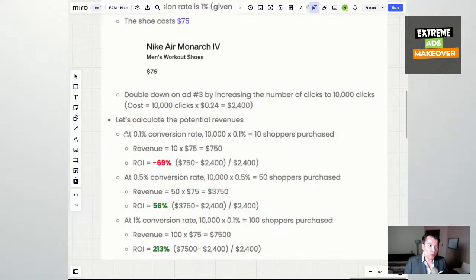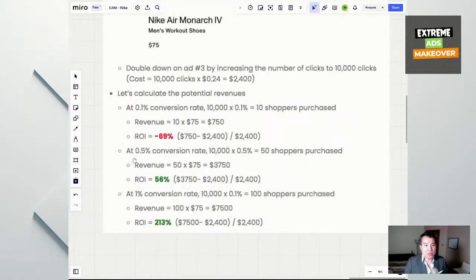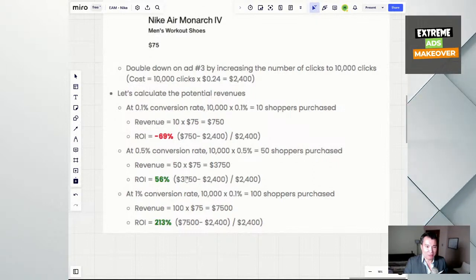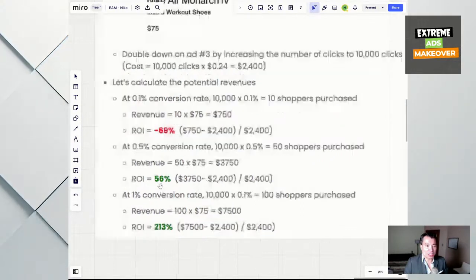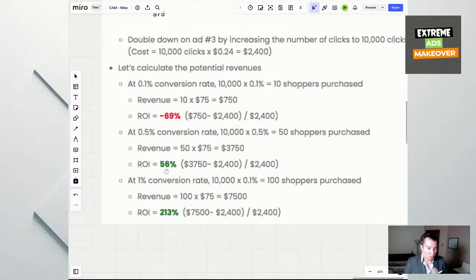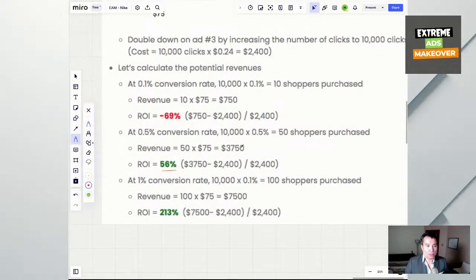Right. So if that were the case, then we need to do something on the landing page to increase the conversions. So now what if we 5x the conversion rate from 0.1 to 0.5? That's where you have 50 shoppers. So the sale is 75 times 50, and that's when your ROI is 56%. 56% with 0.5 conversion rate. So for every 10,000 clicks, 50 shoppers would buy.